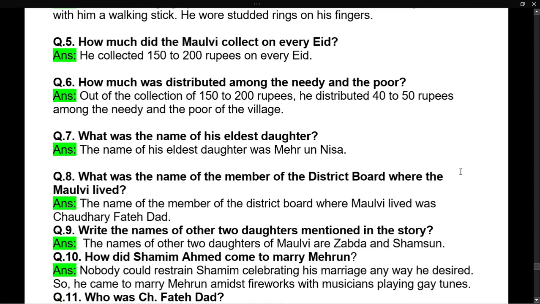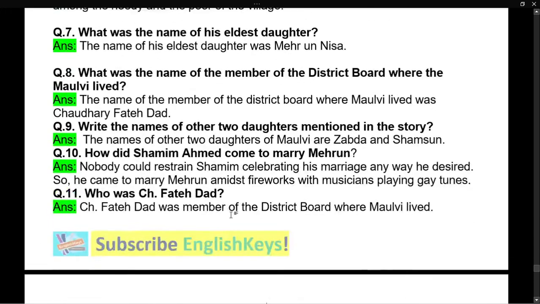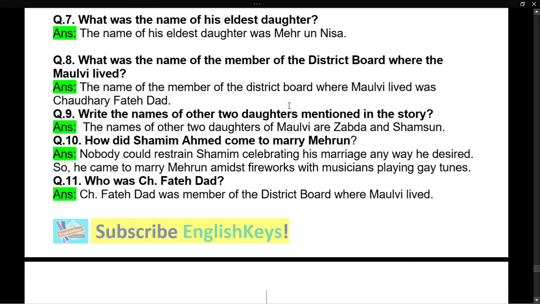What was the name of the member of the district board where the Maulvi lived? The name of the member of the district board where Maulvi lived was Chaudhry Fatehdat. And write the names of the other two daughters. The names of the other two daughters of Maulvi are Zabda and Shamsun.